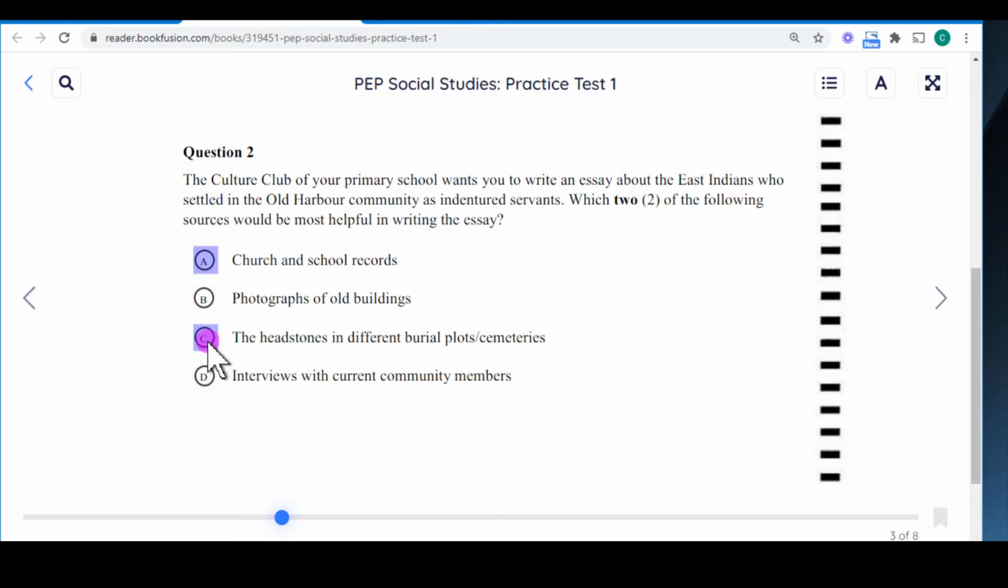Again, big idea here is indentureship, and we can go to page 3 and page 4 of our textbook. So page 3 and page 4 of the textbook, we can look at that to find concepts on indentureship.